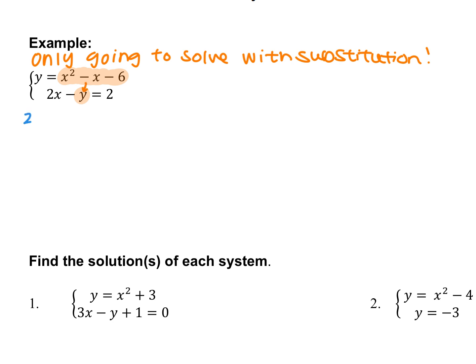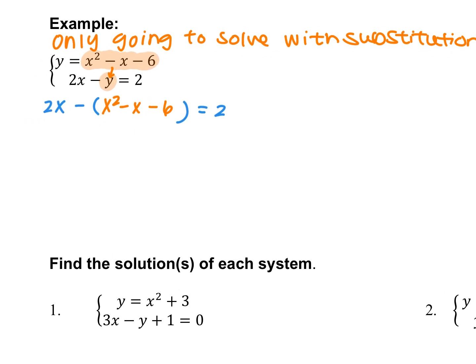So we're going to have 2x minus parentheses y equals 2. And in that parentheses, instead of putting the letter y, we're going to put x squared minus x minus 6. Are we following? You put the top equation into the y in the bottom. Okay, now what do I do? Now you have to factor. No, not yet. Now you have to distribute the negative. So I have 2x minus x squared plus x plus 6 equals 2, right?